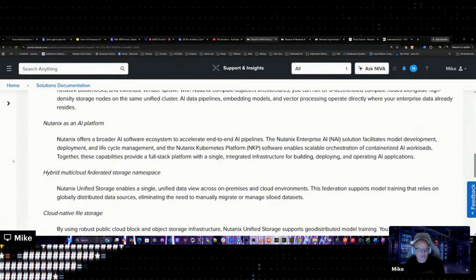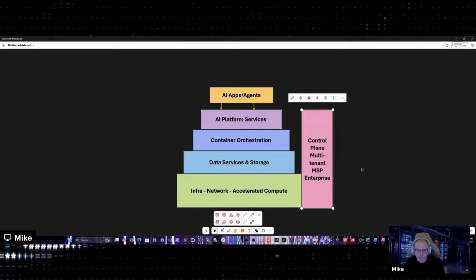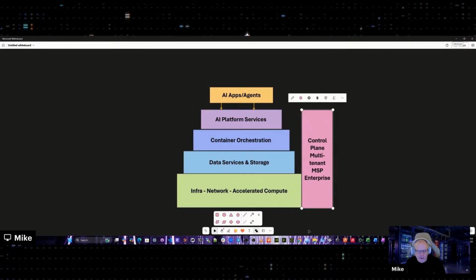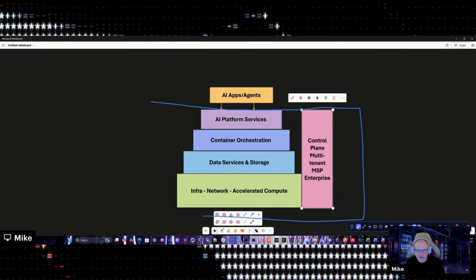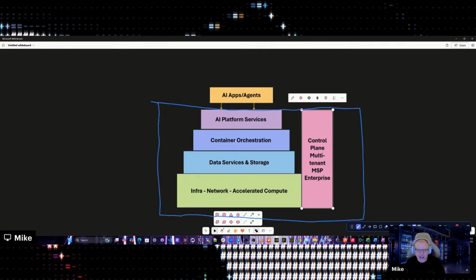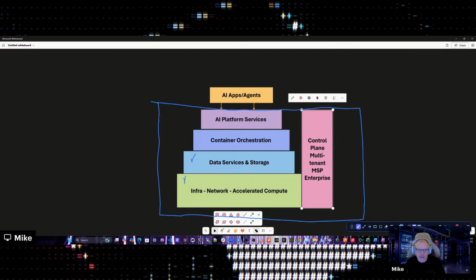And of course, we offer Nutanix as an AI platform as well. Remember, I talked about this, right? We look at this as an entire AI platform, the agentic AI platform. And, really, it's around these components here. All right. That is the Nutanix AI platform. And we can play in all of these areas.